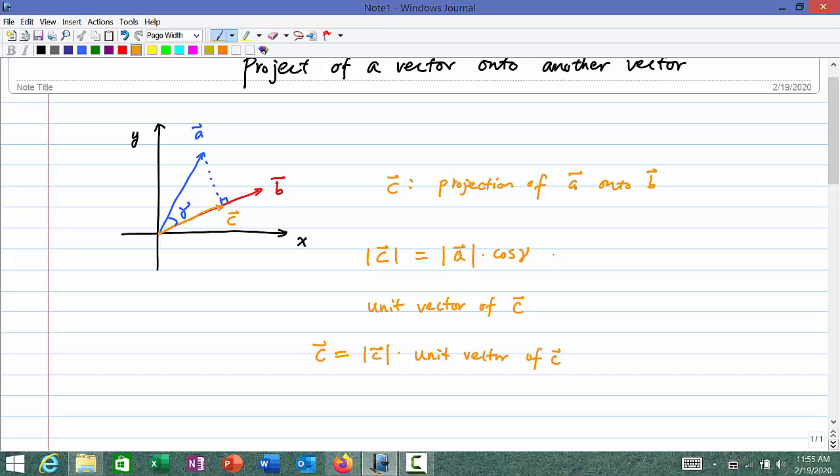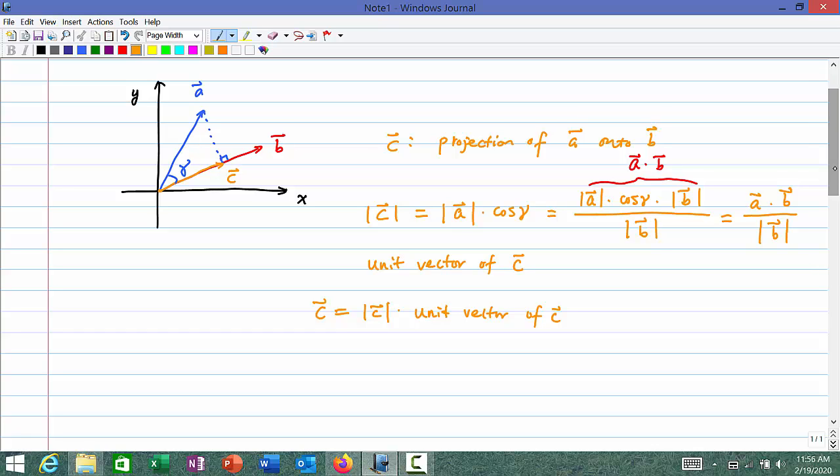An easy way to do this is one small trick: multiply A times cosine gamma by B's magnitude, and then divide by B's length, so these cancel out and it's the same as the previous one. The nice thing is that the numerator is the dot product of A dot B, so I don't have to calculate gamma; I can use the dot product. Essentially, the length of C is A dot B divided by the length of B.